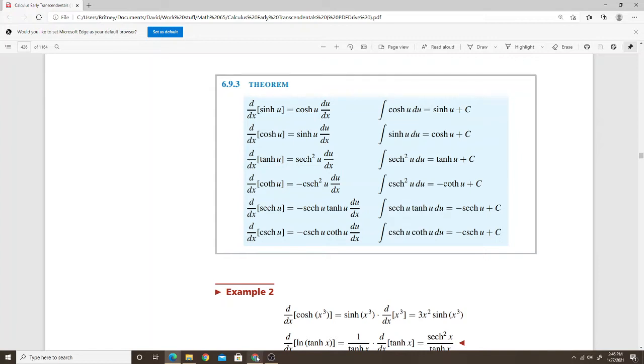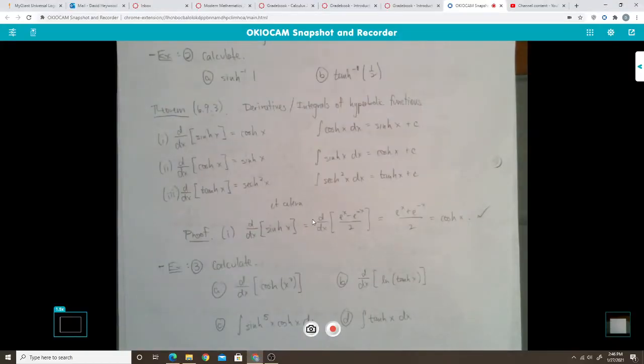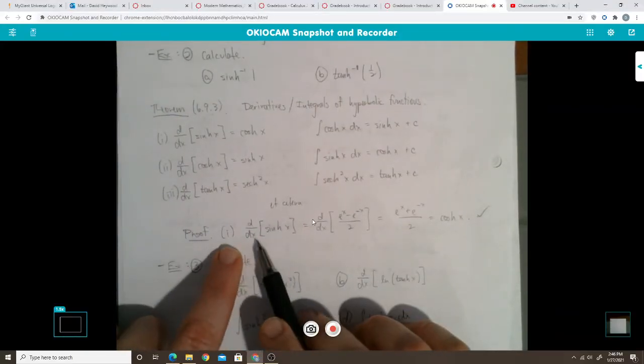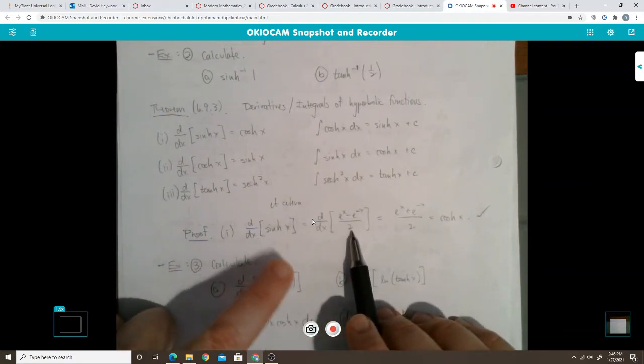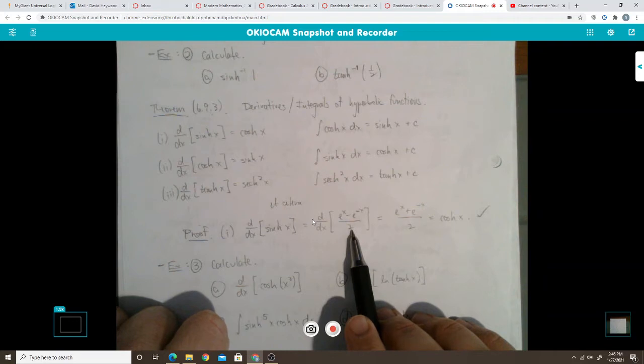Let me prove this to you. So I'm just going to prove this first one, and the proofs of the rest of them are similar, right? But let me just prove this to you real quick. So proof of the first one. Derivative of sinh x. Well, sinh x is just e to the x minus e to the negative x over 2, right?